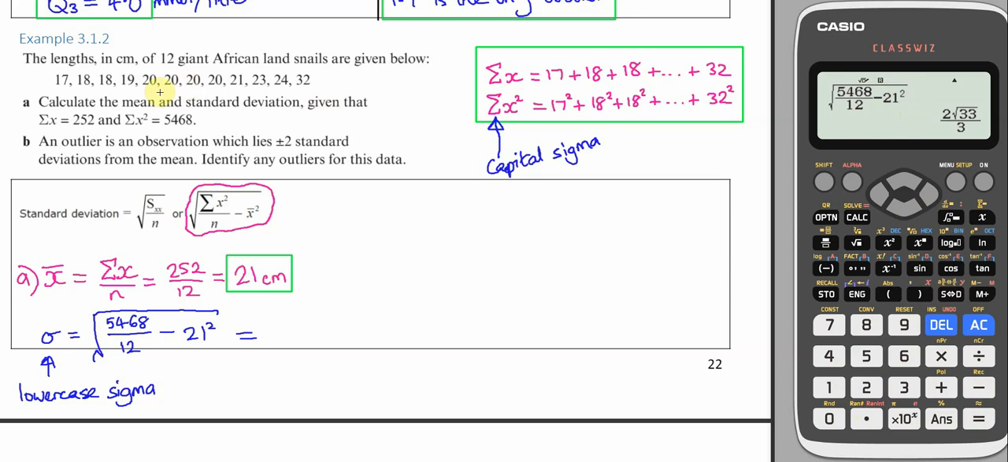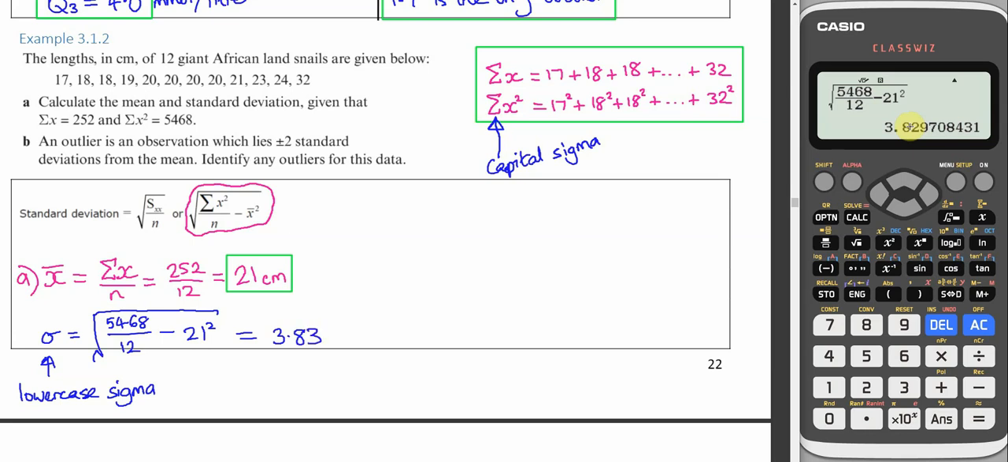Now in statistics we tend to give things to 3 significant figures unless told to do otherwise. So you could write that down as your answer, but I'm going to write to 3 sig fig, 3.83. And the units will be the same as the units for the mean, it'll be centimeters, and that's to 3 sig fig. That's part A. We've now got the mean and we've got the standard deviation.